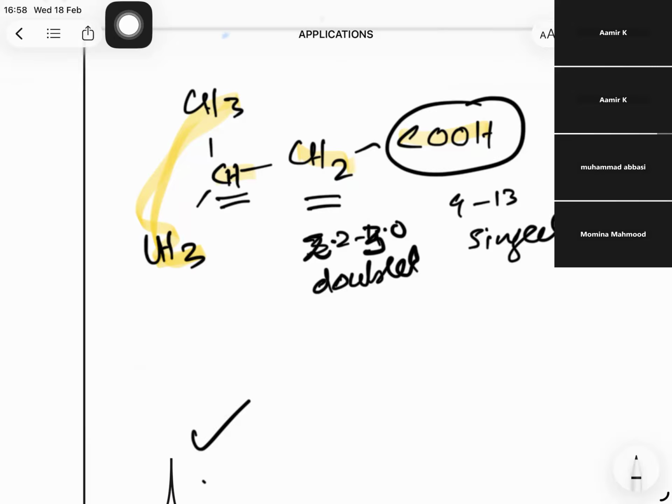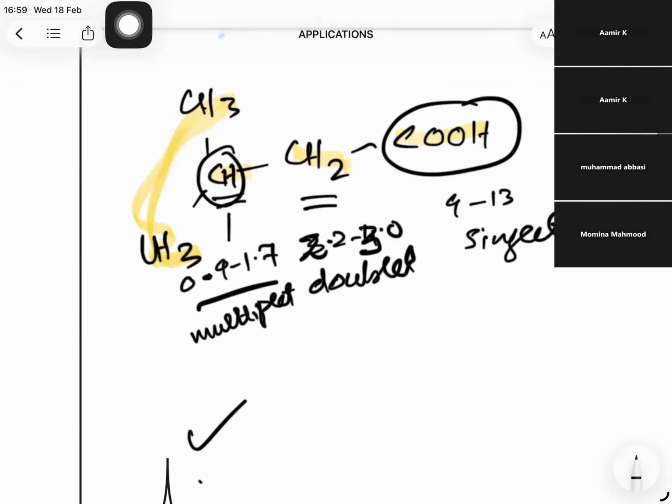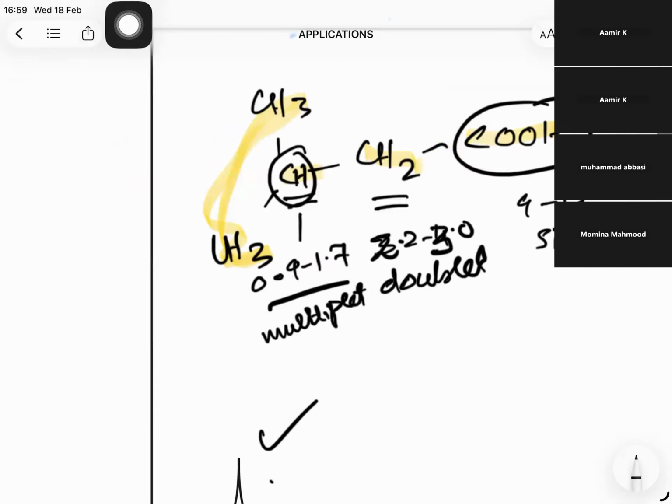What about the next? 0.2, 1.7. What about this? No, I mean splitting. Should be what? Multiplet. 3, 3, 2. 8 hydrogens around it. Okay. The last one. What about that? 0.9. That is what? That is doublet.